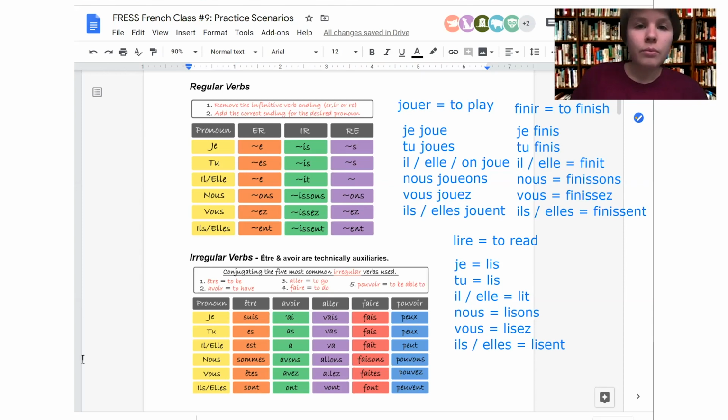Any questions about any of the regular verbs before we move on? Does anybody want to try any of them before we move on?